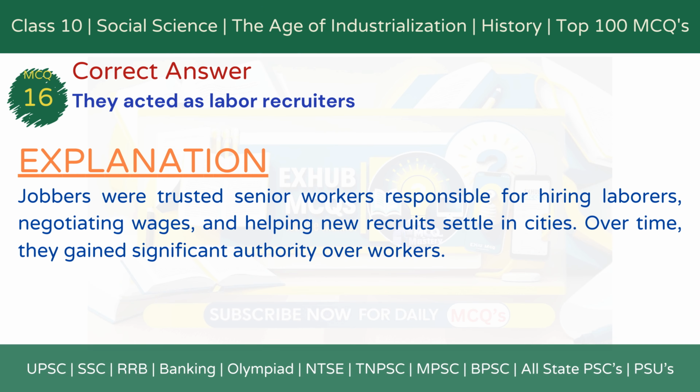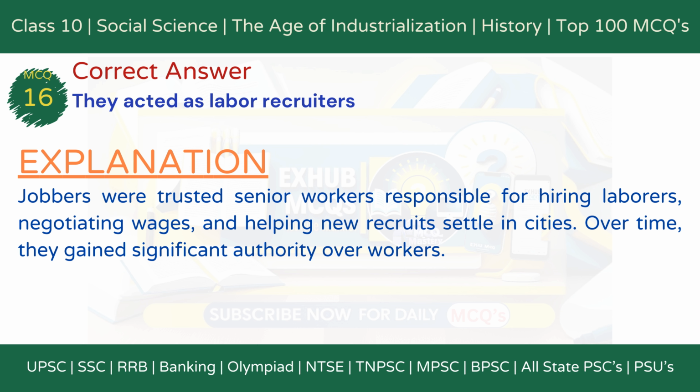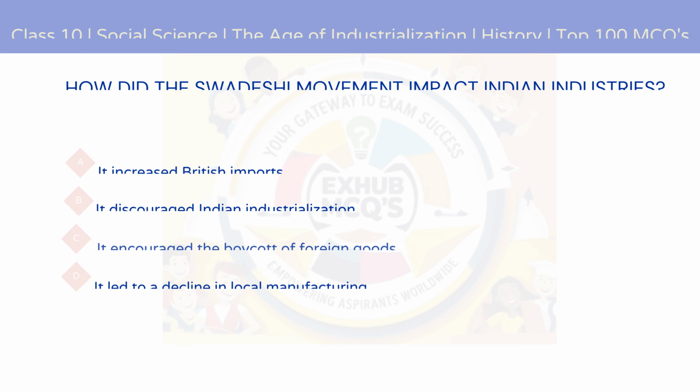The correct answer is option B, they acted as labor recruiters. Explanation. Jobbers were trusted senior workers responsible for hiring laborers, negotiating wages, and helping new recruits settle in cities. Over time, they gained significant authority over workers.